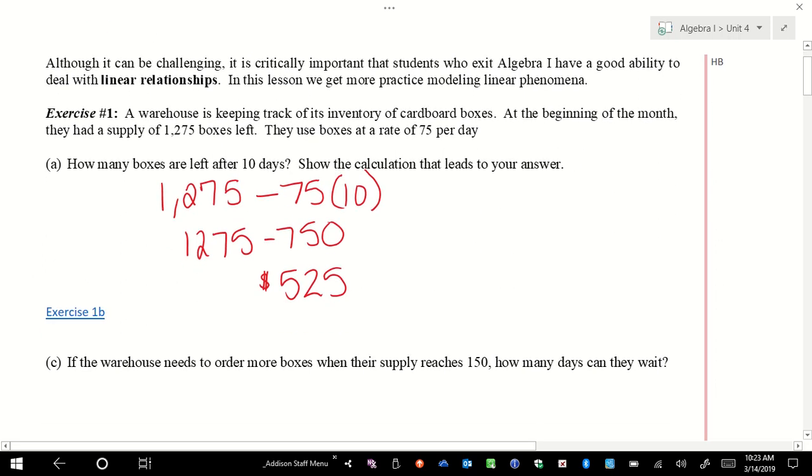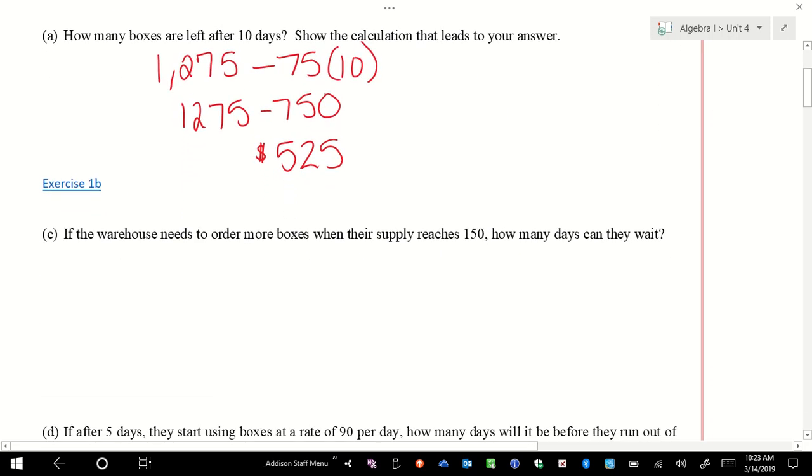Okay, if the warehouse needs to order more boxes when their supply reaches 150, how many days can they wait? Hopefully you remember the equation from the exercise above. If not, what was the equation we used? It should have been, if you clicked on the Microsoft Forms to get the right answer, I hope that you chose this equation. We are now going to use that equation to answer this question.